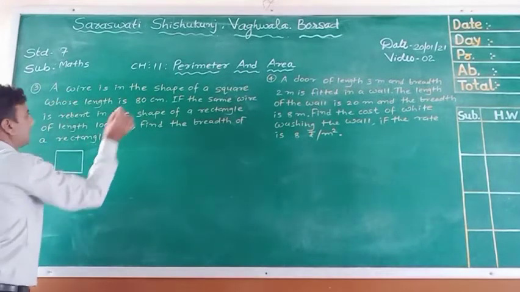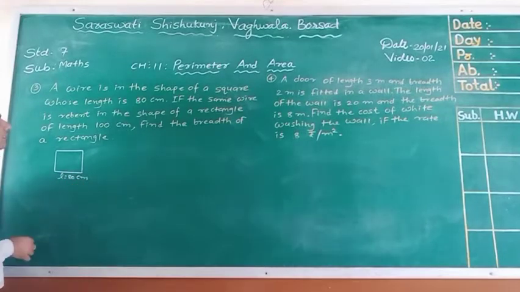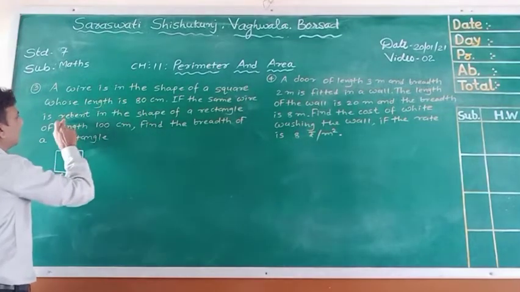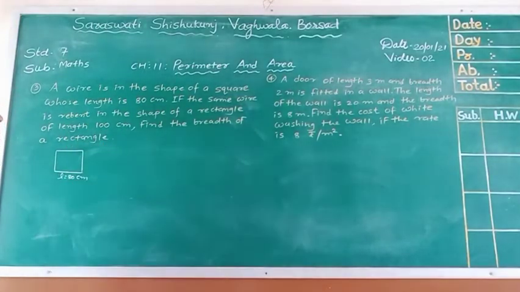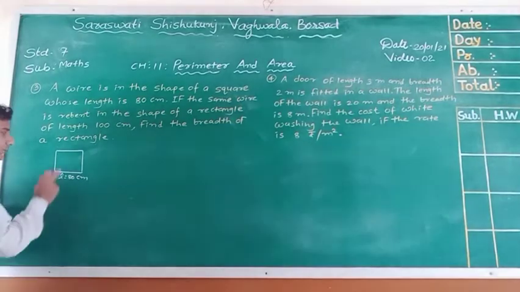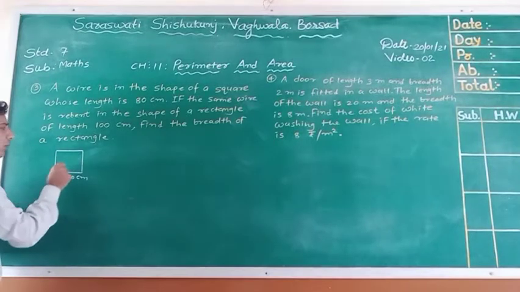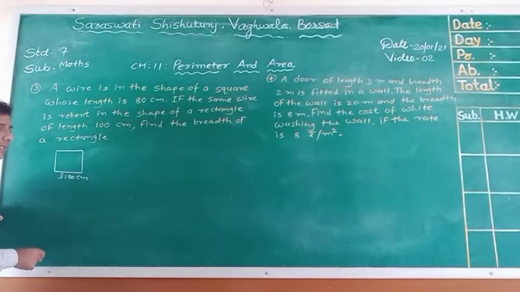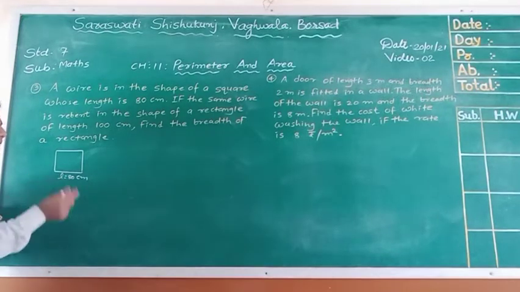Whose length is 80 centimeter. This is 80 centimeter. If the same wire is reshaped into a rectangle of length 100 centimeter. So first of all, I have this square-shaped wire. Now, how long is this wire? First, I have to count this. That means, in short, we have to find its perimeter.